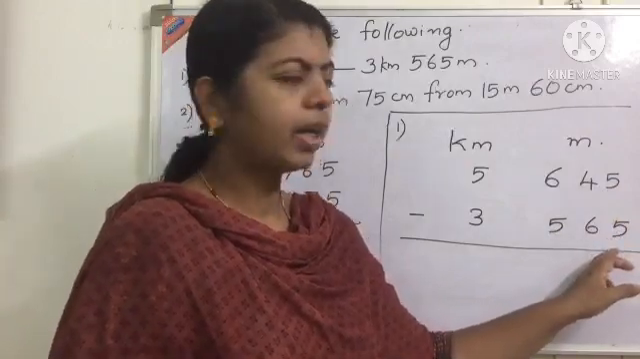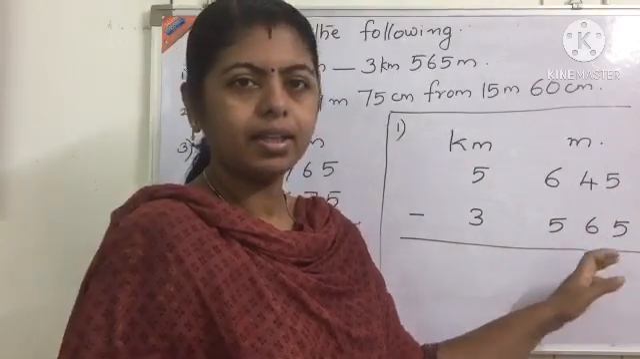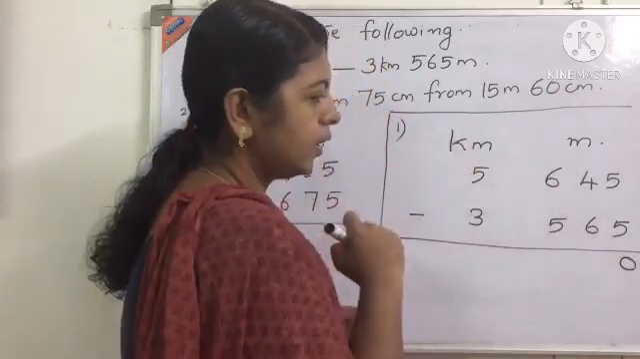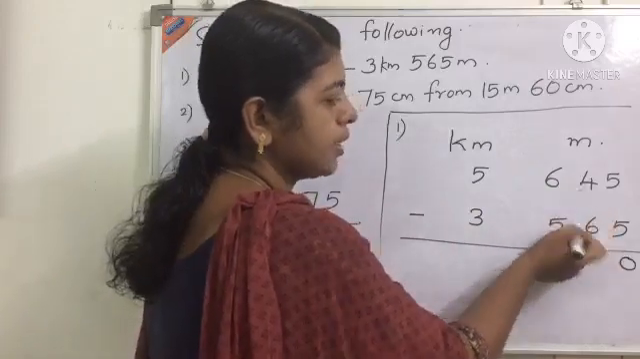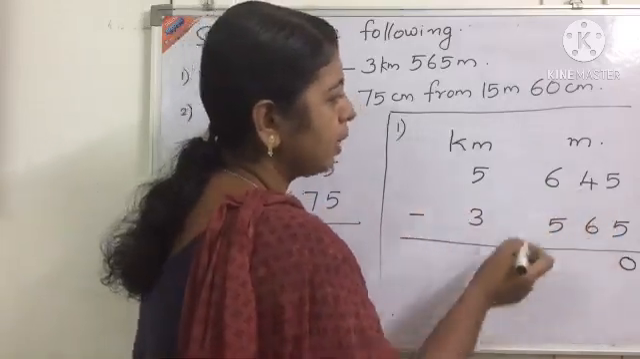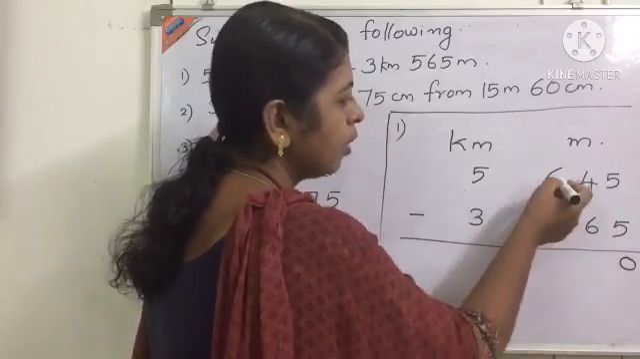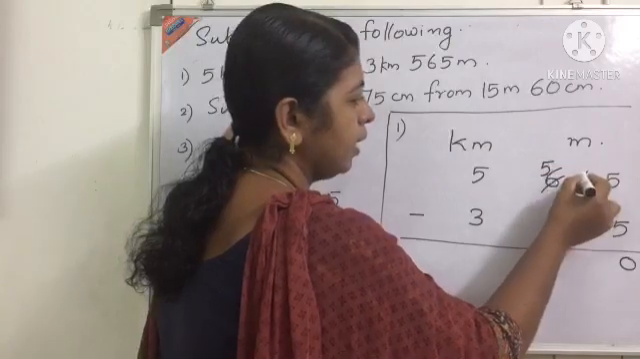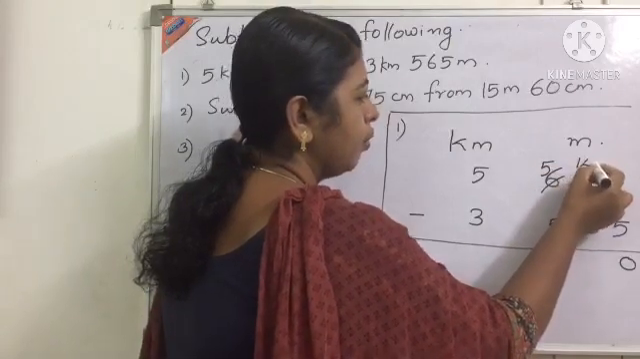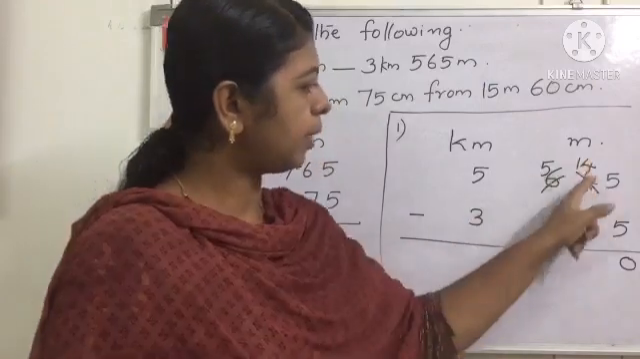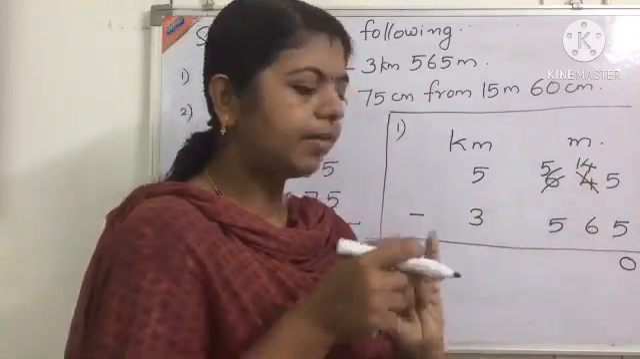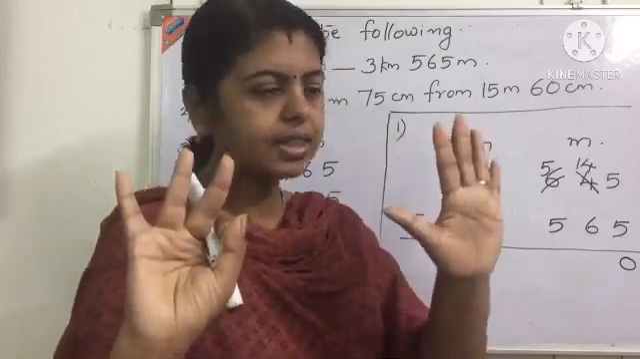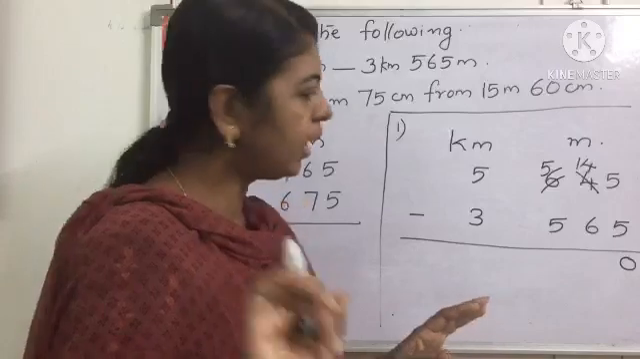Then we want to subtract. 5 minus 5, how much is it? It's 0. A number minus the same number gives 0. Then 4 minus 6 is not possible because the upper number is small, so we take 1 from here. Then this 6 becomes 5 and this 4 becomes 14. Then 14 minus 6. After 6: 7, 8, 9, 10, 11, 12, 13, 14. What is the answer? 1, 2, 3, 4, 5, 6, 7, 8.